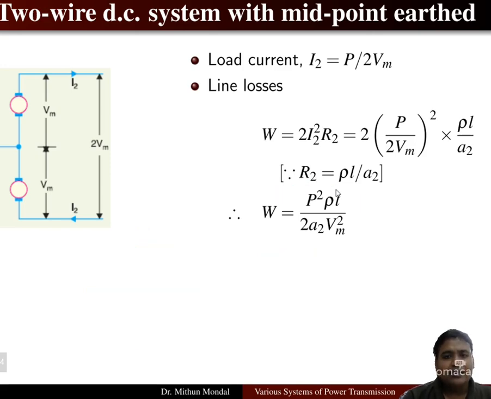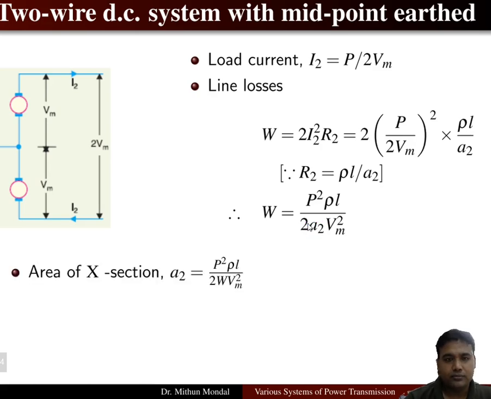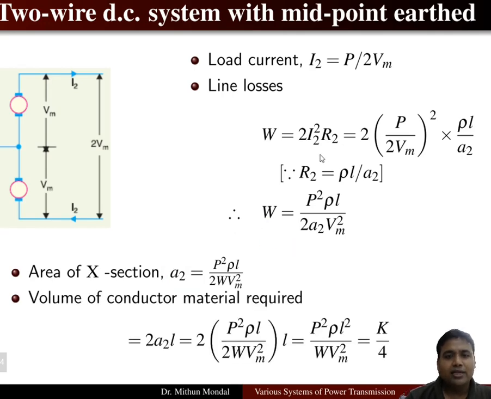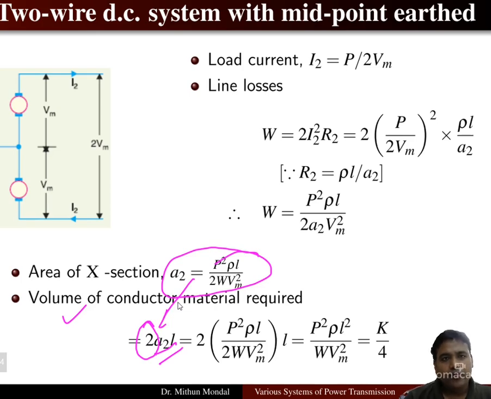Now after getting the losses, what you will do? Similar process, you will try to determine what is this area. So area of the cross section A2, you can determine from this value to here. Then you can determine what is the volume of the conductor material. So volume is area into length. So basically you have two conductors multiplied with area and length. So whatever the area you have determined here, put it here in this equation, and the length you multiplied. So previously you have already assumed the value of K, that is the basis of the comparison.